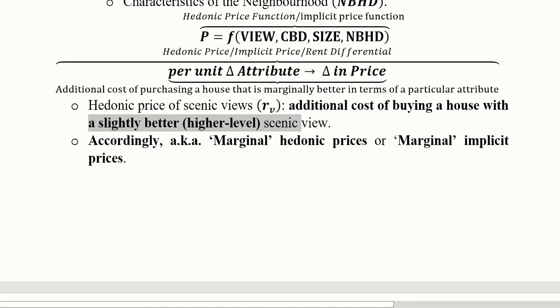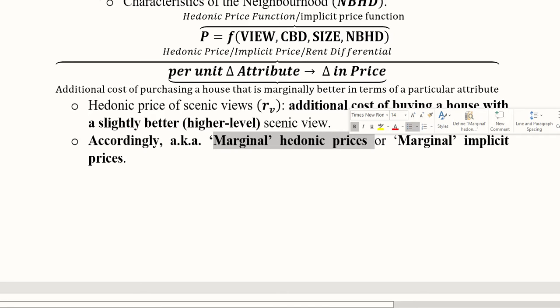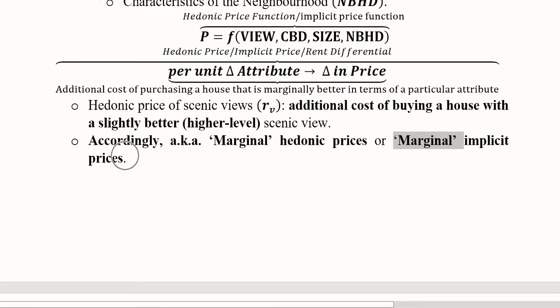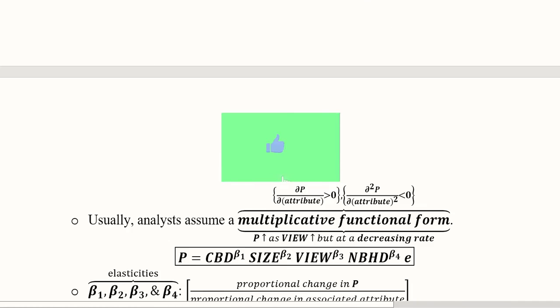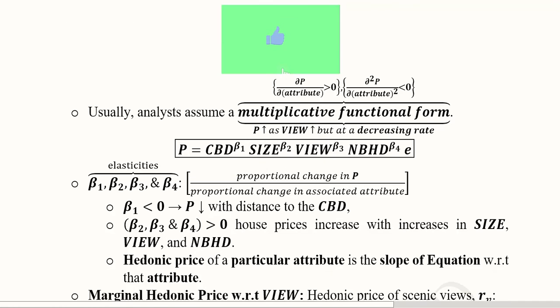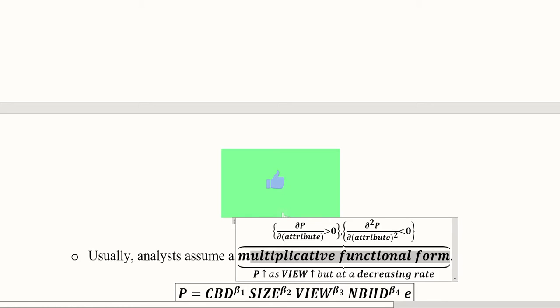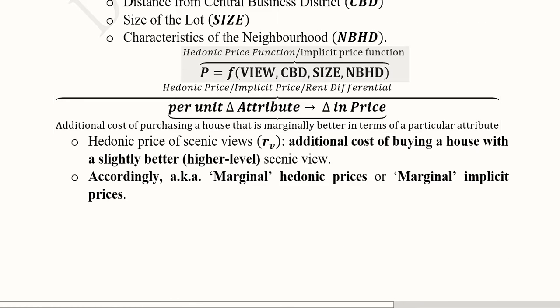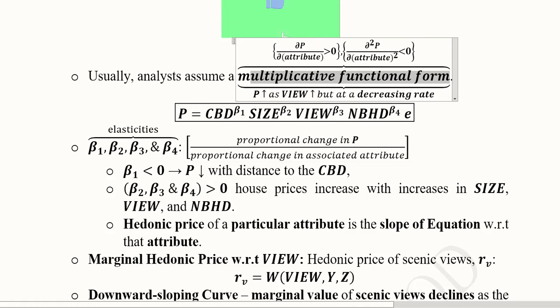So when we say that it is marginally better or slightly better, it means that we can also call it marginal hedonic prices or marginal implicit prices. We are avoiding the word marginal here, and we are simply calling it hedonic prices for the sake of brevity. Now we observe that the usual assumption regarding the functional form is multiplicative functional form. The function that we just saw here is represented in multiplicative form.